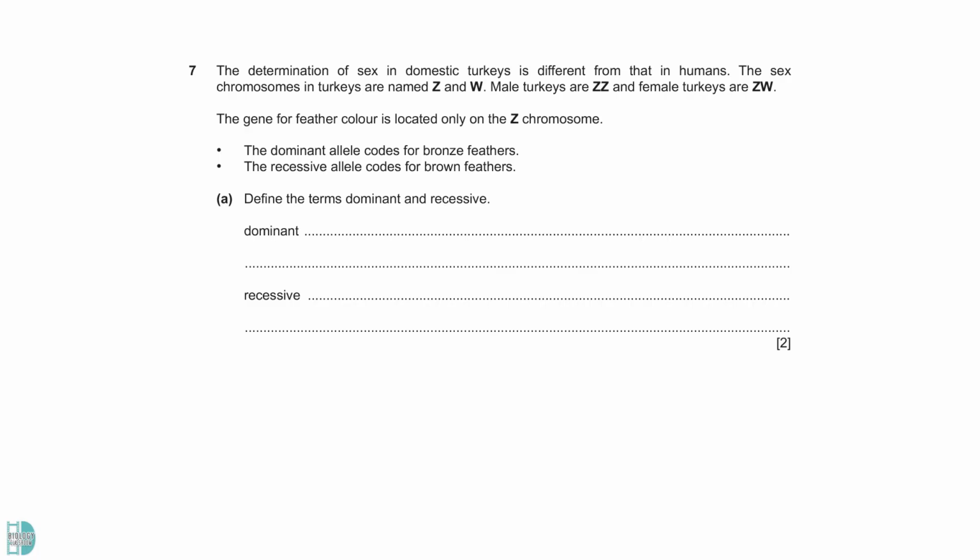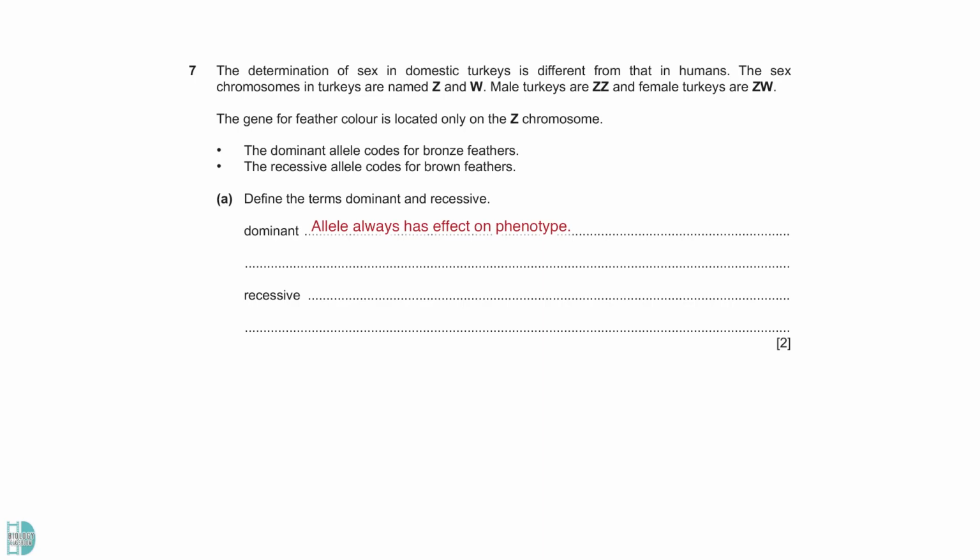Question 7 is about the sex chromosomes found in turkeys. Male turkeys are ZZ and females are ZW. The gene for feather color is located only on the Z chromosome. The dominant allele codes for bronze and the recessive allele codes for brown. A. Define the terms dominant and recessive.